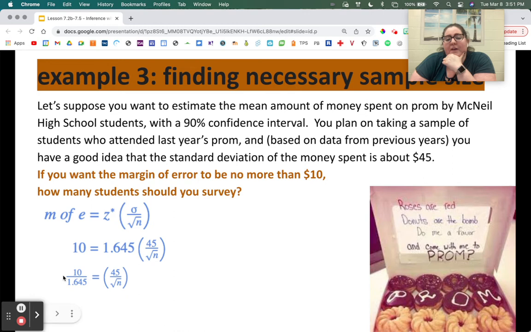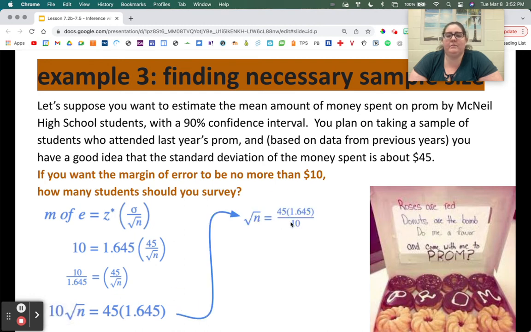A couple of things: I could divide by 1.645, so I have this as a lovely fraction. And now we've basically got a fraction equal to a fraction. This is where we can do a little magic: cross multiply and set them equal to each other. That's what I did on this step. I cross multiplied, so 10 times square root of n on this side equals 45 times 1.645. Then we divide by 10 so that I can get the square root of n by itself. And then lastly, I can square both sides to get the n by itself.